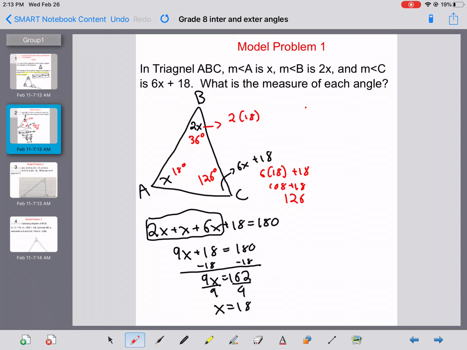I can double check my work. If I do 36 plus 18 plus 126, when I add up all three of those, I end up with 180 degrees. So I know that my work is correct.